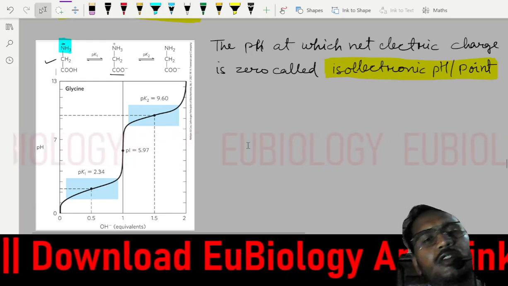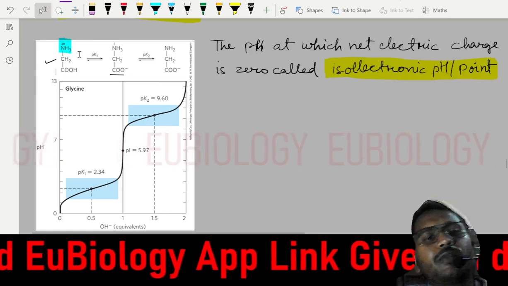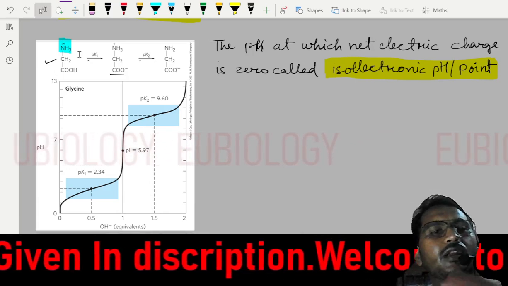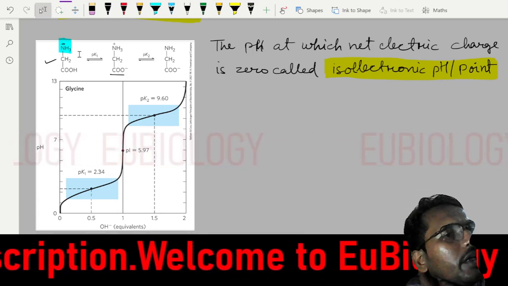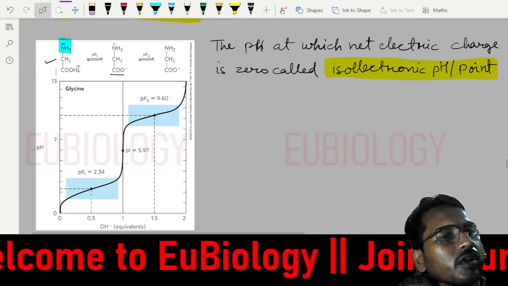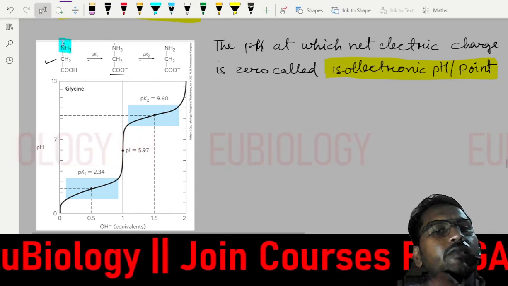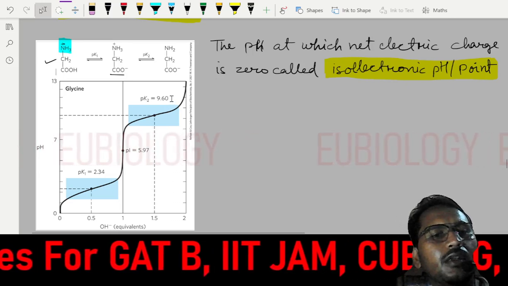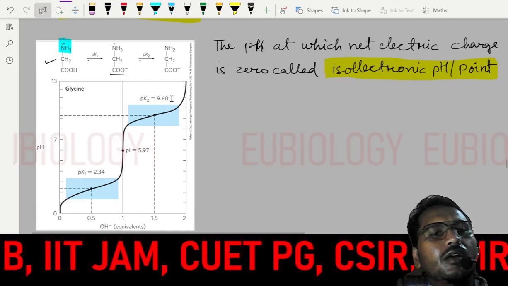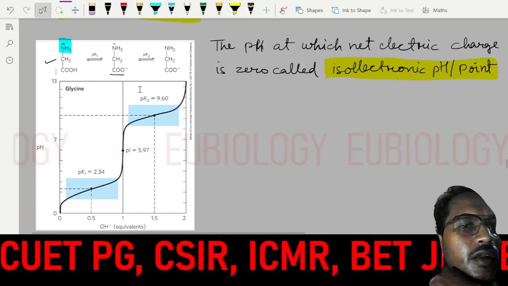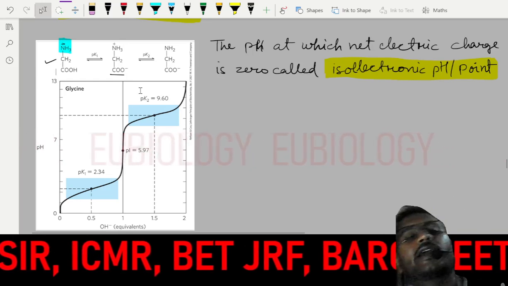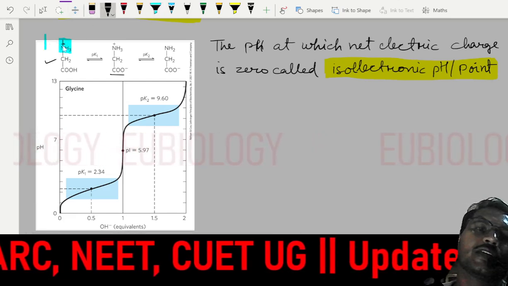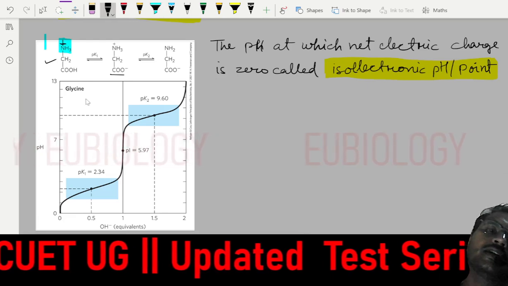Got it? This NH3 plus has the ability to attract an electron, so it cannot act as an acid; it will behave as a base. So at this point, the pK. Okay, fine. This will act as an acid only. It has a positive charge, and this will give the acidic behavior.